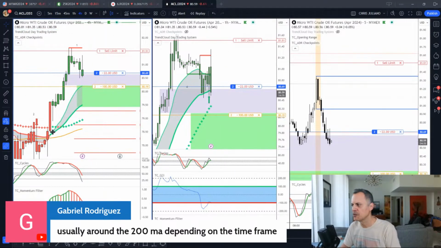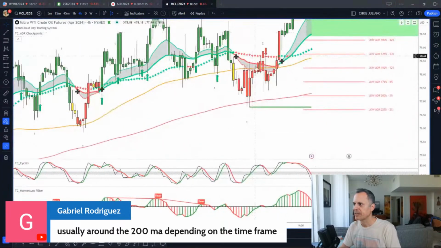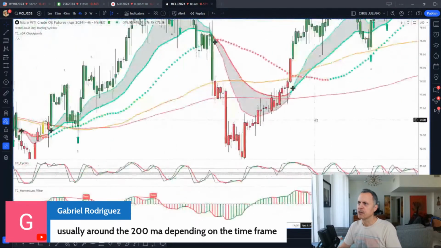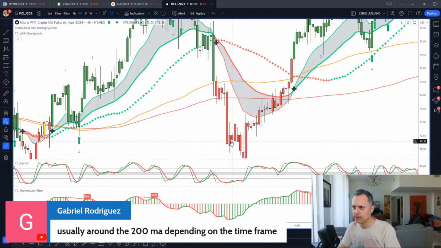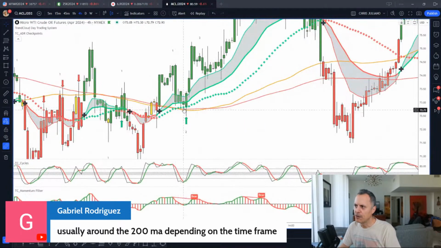Let's take a look at the 200 simple. That's the red line here. And oh, looky there. 4-hour chart pulls back, hits the 200 simple, bounces off of it. And look how it lines up so nicely with that ADR checkpoint for today, right? Go back even further. Okay, here it rips through it, right? Here we find support where the 200 and 100 are intersecting, right?